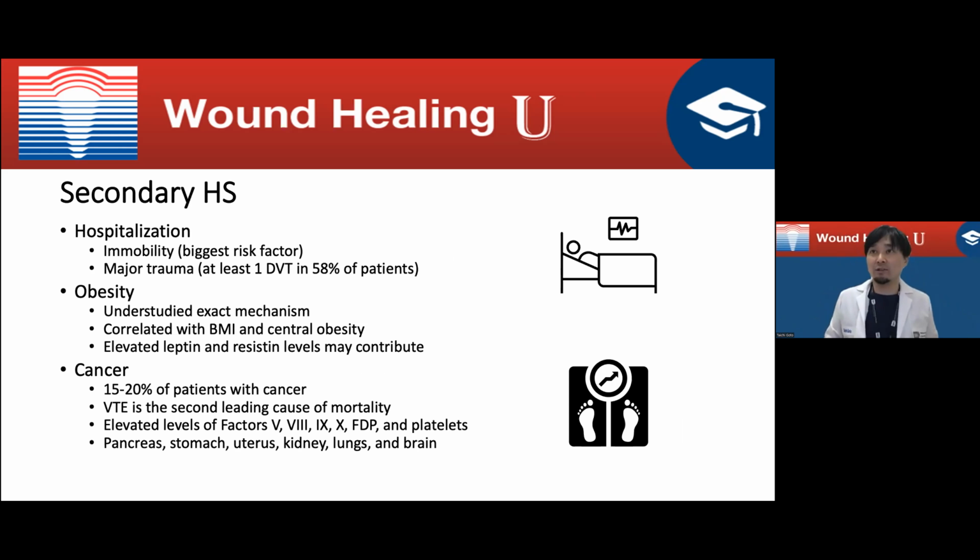And as you may know, cancer is also a major risk factor for secondary hypercoagulable states. Venous and arterial thrombosis occurs in 15 to 12% of cancer patients. And venous thromboembolism is the second leading cause of mortality in cancer patients. In cancer patients, you can see elevated levels of some coagulation factors, including factor 5, 8, 9, 10, or kind of like that.